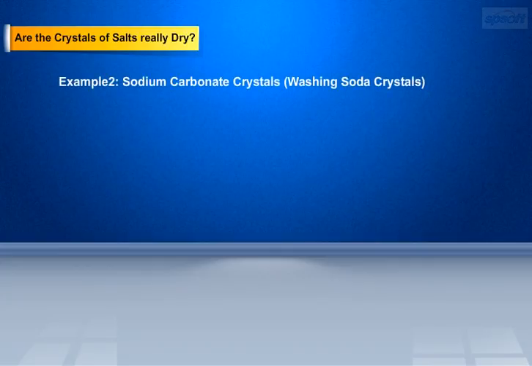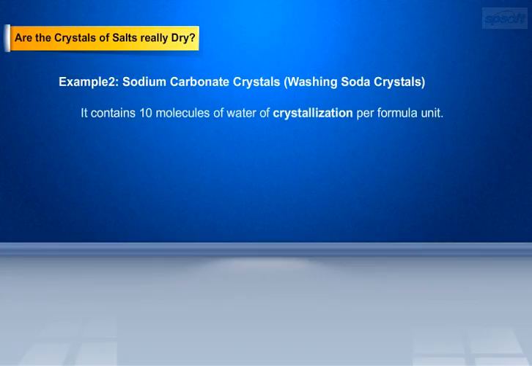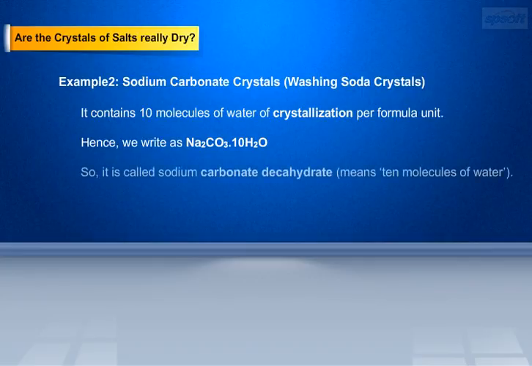Sodium carbonate crystals, washing soda crystals. It contains 10 molecules of water of crystallization per formula unit. Hence, we write Na2CO3, 10H2O. So, it is called sodium carbonate decahydrate, meaning 10 molecules of water.